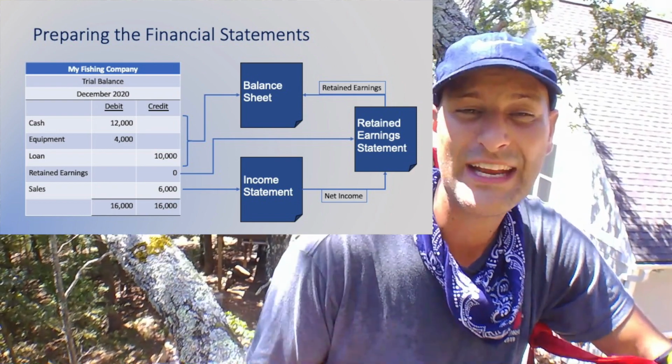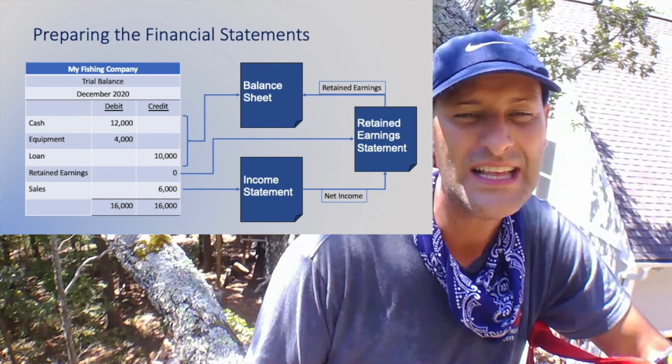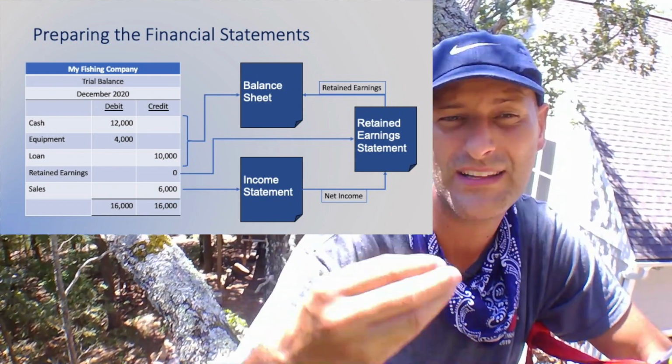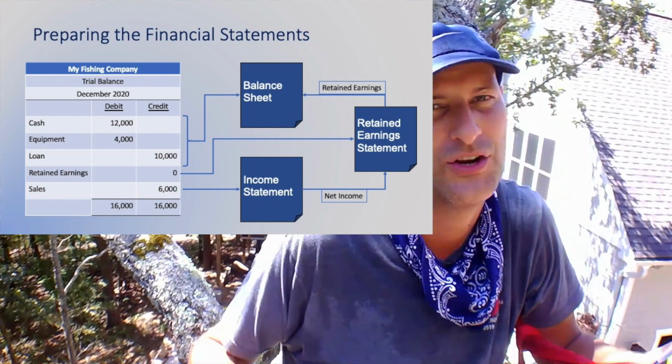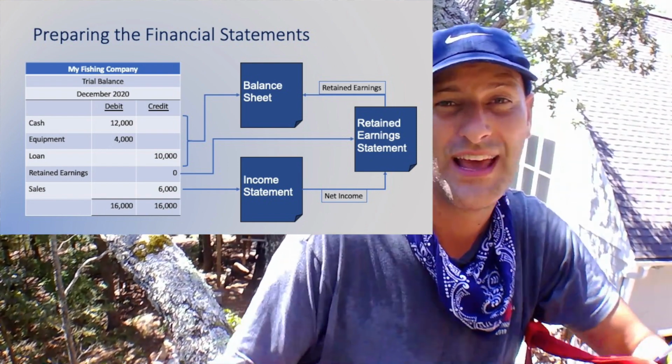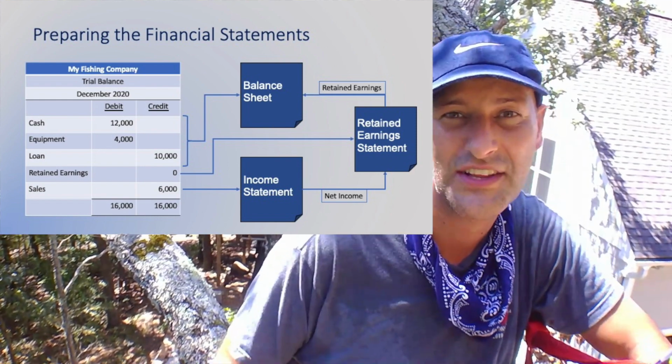I then have my retained earnings. So I'm setting up my retained earnings. This is my first period. It starts with a balance of 0. I have no earnings to have retained in the past, therefore I have no retained earnings. However, after this period, I will then have retained earnings because I made $6,000 selling fish.